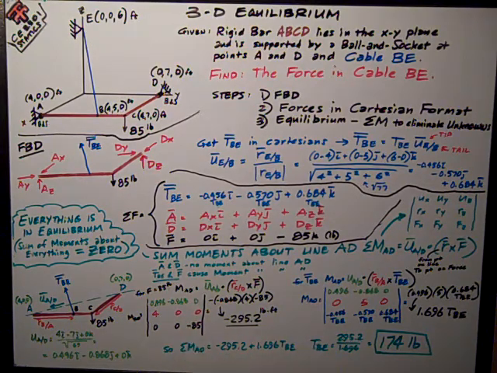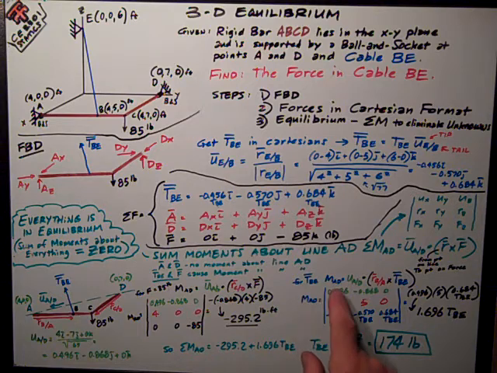Only got one term, and remember that this is a scalar moment. This has no Cartesian components. It's not a vector, it's just a number. So I evaluate this determinant. I've only got this middle term, negative of negative 0.868 and so on. Do the math, it works out to negative 295.2. My units are pound feet.